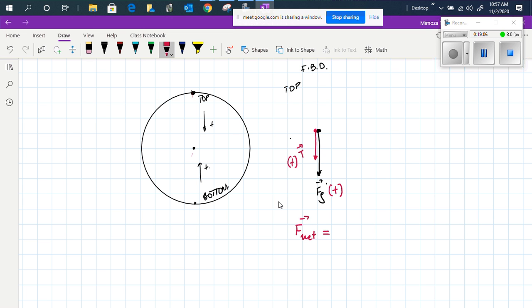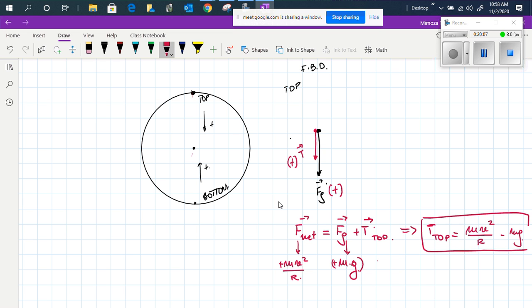However, the relationship will be something like this: force of gravity plus tension at the top. Now, force of gravity is equal to mass times acceleration due to gravity, and we said that is positive. Force net is centripetal force, and it is mv²/r. Tension at the top will be, if we evaluate this, mv²/r minus mg. You can factor out m and then see that it is m open brackets v²/r, or centripetal acceleration, minus acceleration due to gravity.